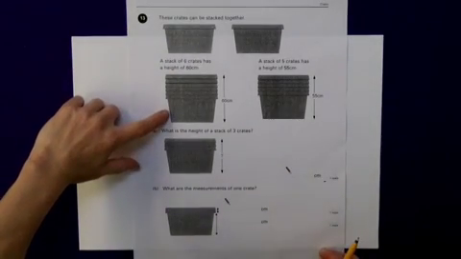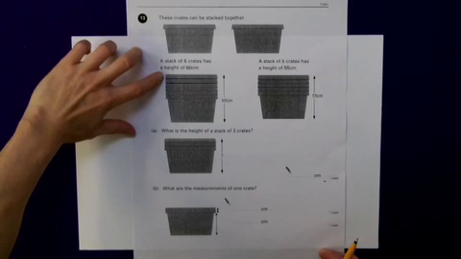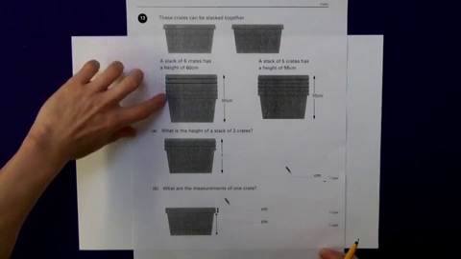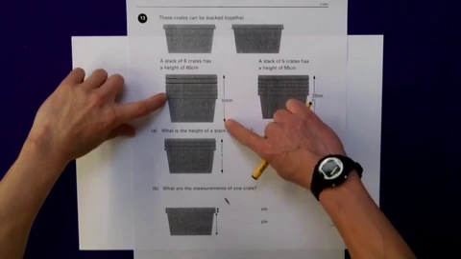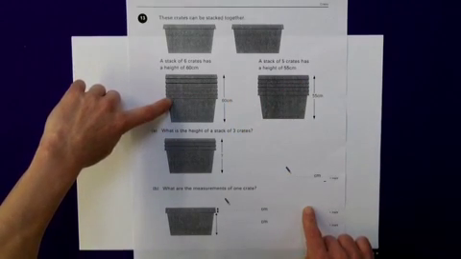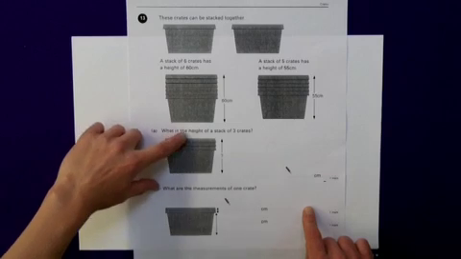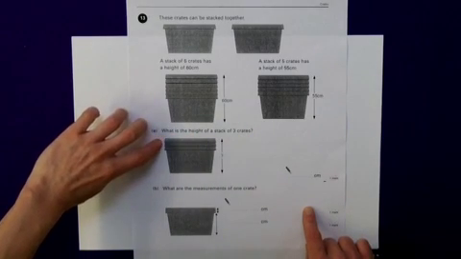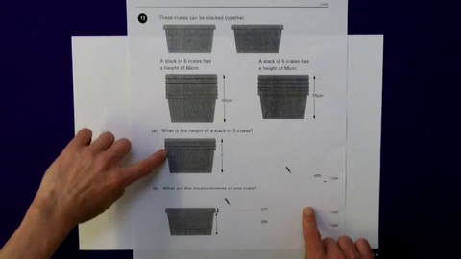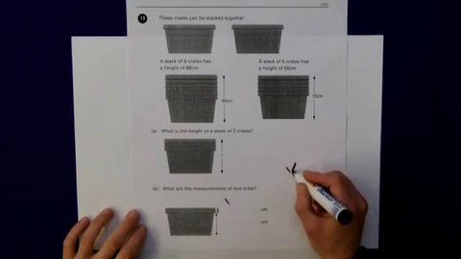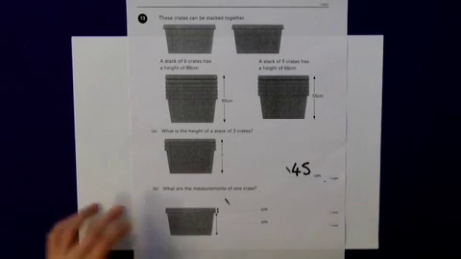Now here I have 6 crates. If each rim is worth 5 centimetres, 5, 10, 15, 20, 25, 30, a total of 60 would mean that this base section is also worth 30 centimetres. So my question here, what is the height of a stack of 3 crates? Well, each rim, 5, 10, 15 centimetres, plus the 30 centimetres, gives me an overall height of 45 centimetres.